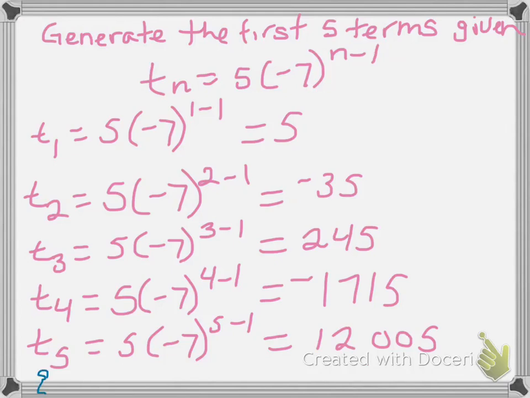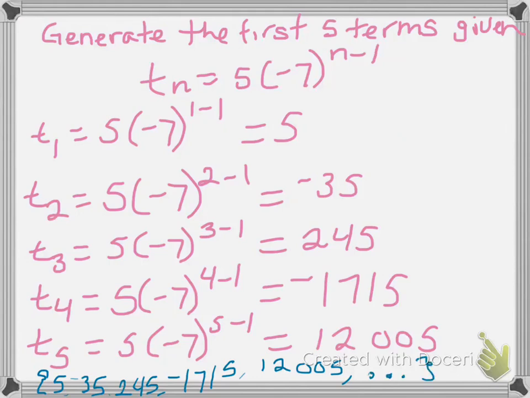So we open our bracket. We have our 5, comma, negative 35, comma, 245. Too close to the bottom. My commas aren't really showing up. Negative 1715, comma, going uphill to go over my little tab. And then our last one is 12,005. And we know that we could continue to generate terms with no problem.